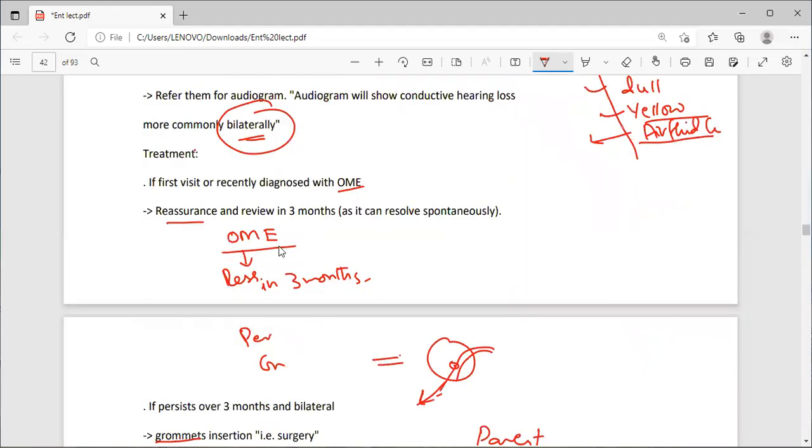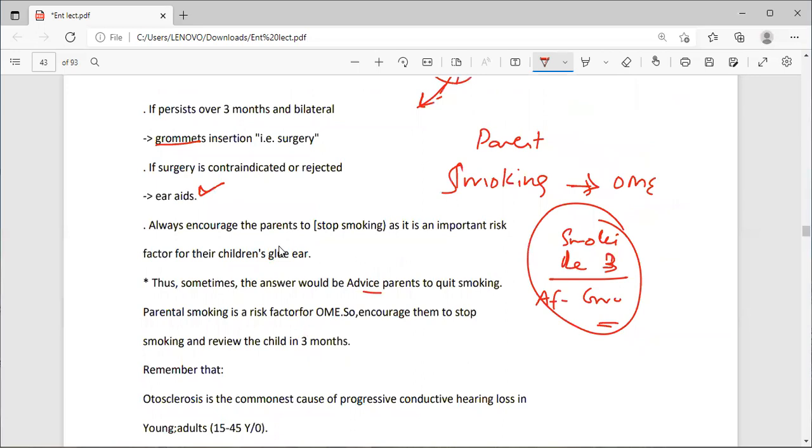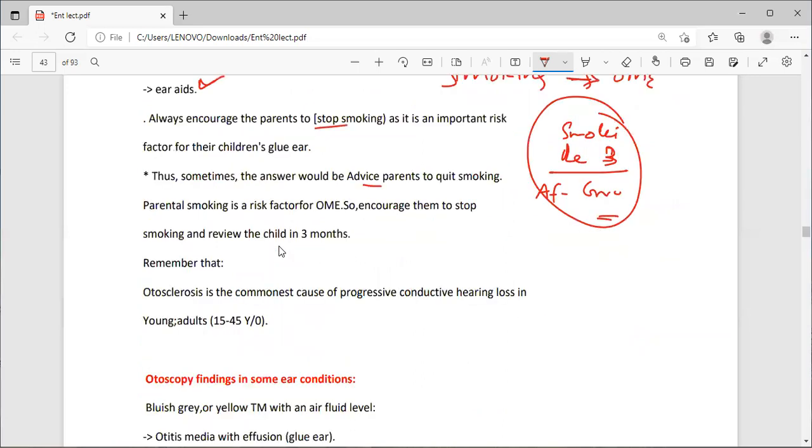Okay, let's move further. Now, what is the advice? Stop smoking. Sometimes the answer would be to advise parents to quit smoking, because parental smoking is a risk factor for otitis media with effusion. So encourage them to stop smoking.